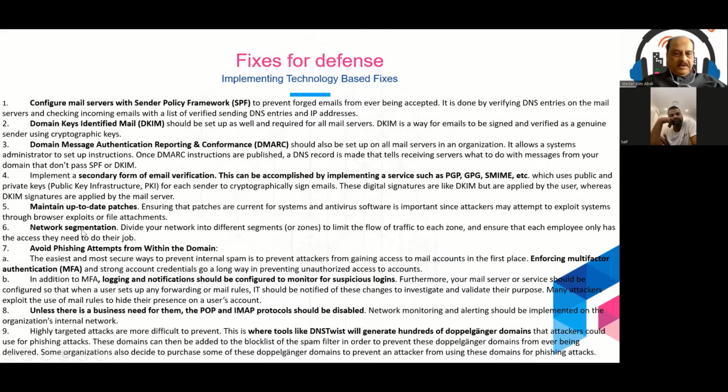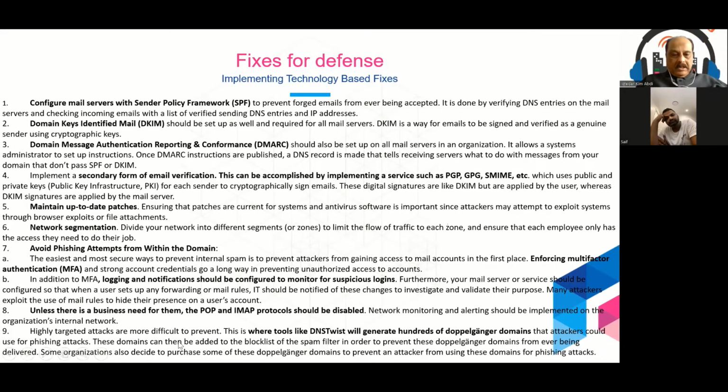Then maintain up-to-date patches, network segmentation, avoid phishing attempts from within the domain, and enforcing multi-factor authentication. This is something that is being used quite a bit these days, and that's one of the things that Plan to Go doesn't have, so we will have to look at how we can implement that. And in addition to this multi-factor authentication, logging and notification should be configured to monitor for suspicious logins. Now, unless there is a business need for them, the POP and IMAP protocols should be disabled, so only be given to those people who really need it.